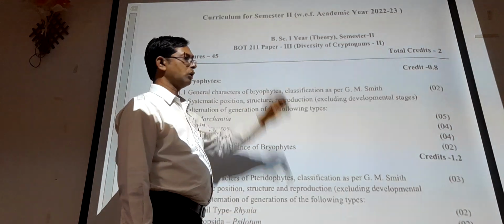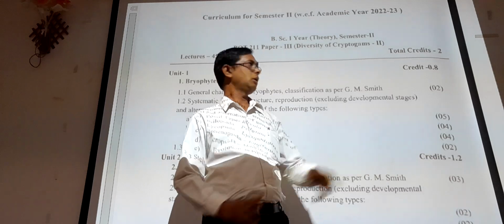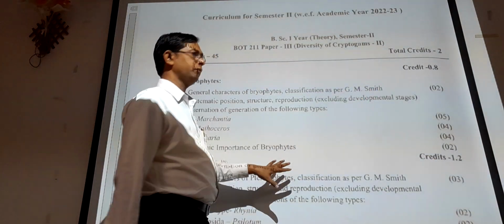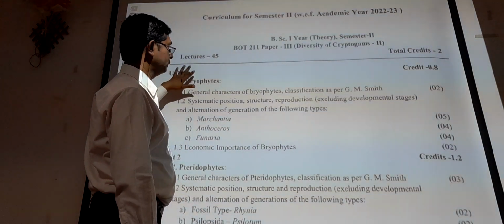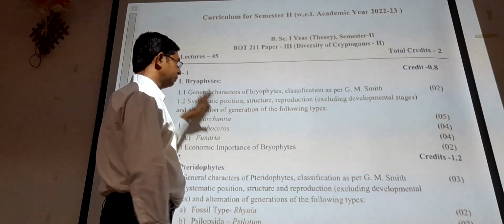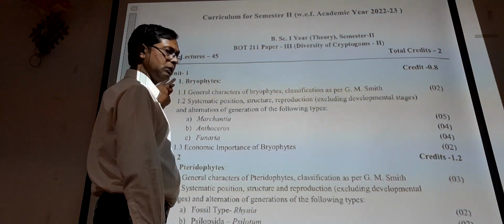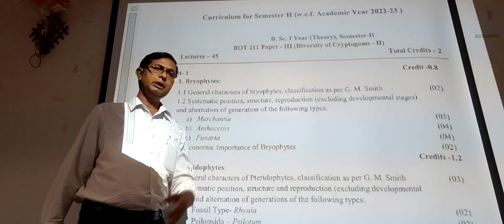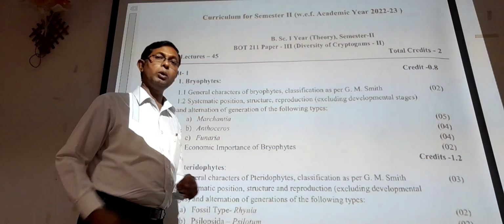So for example, for Botany 211, that is Diversity of Cryptogams Paper 2, how the question paper will be. This is nothing but the syllabus of the Diversity of Cryptogams. We have already discussed this syllabus, that is unit 1, unit 2 and unit 3. 3 units are included. This unit 1 is having the inclusion of all bryophytes.